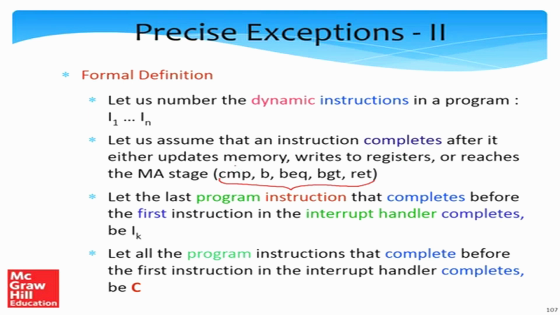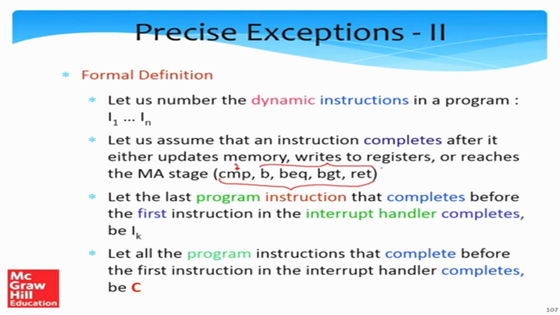For the CMP instruction, the flags register would have been updated. For B, BEQ, BGT, and RET, the value of the new PC would have been written to the PC register. So let us define a notion of completeness of an instruction once again. An instruction completes if, let's say, either after it updates memory, or writes to the registers, or reaches the MA stage, whichever is earlier.